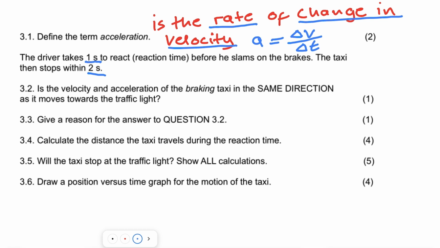Question 3.2 says, is the velocity and acceleration of the braking taxi in the same direction as it moves towards the traffic light? So the key point is braking taxi. Whenever we are braking a taxi, it means that the taxi is slowing down. And for something to slow down, it needs to experience a negative acceleration. So the acceleration will be in the opposite direction to the velocity. The simple answer is no, because it's only 1 mark. That's it.